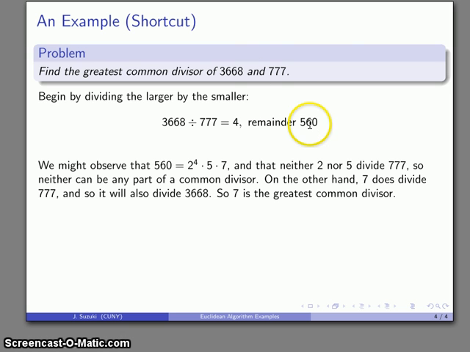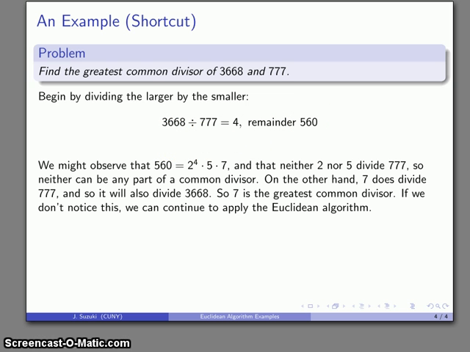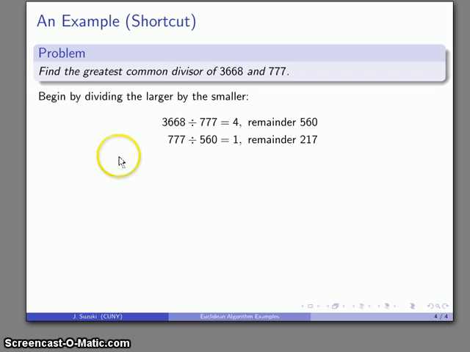Well, let's say I didn't notice that. Let's say I didn't notice that 560 factored this way, or I didn't want to go through that problem of factorization. No problem. So old divisor becomes new dividend, old remainder becomes new divisor, and I can continue the Euclidean algorithm. So again, divisor, remainder, becomes the new quotient. Again, who cares what the actual quotient is? What we care about is what the remainder is.